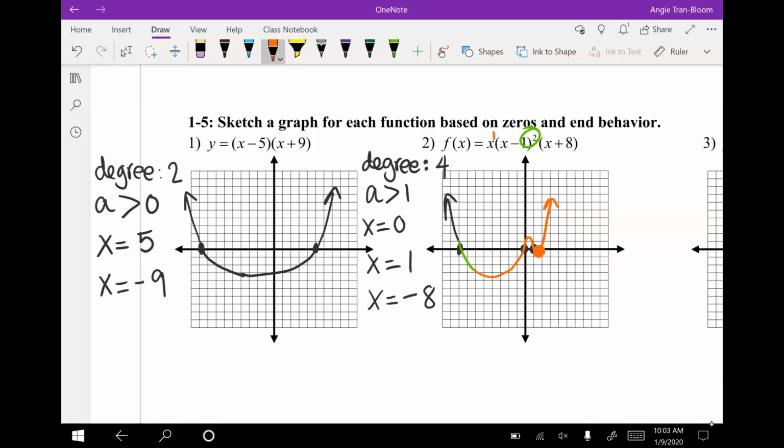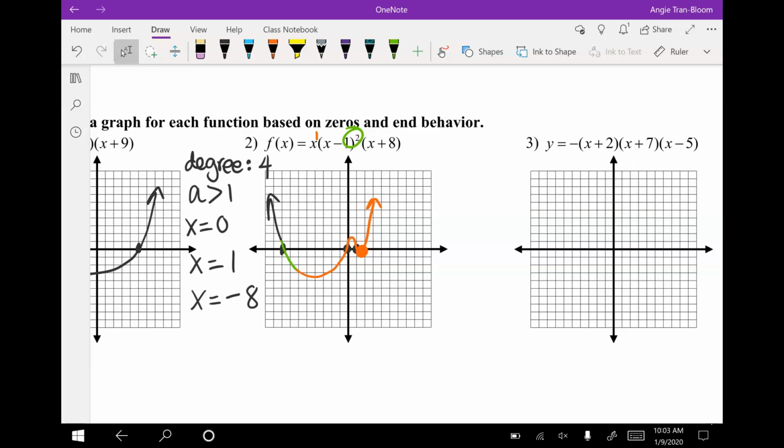Okay. Last graph. What is the degree of this last one? 3. Ooh, it's an odd degree. Do we end the same way or the opposite way? Opposite. Is A negative or positive? There's a negative in the front, so it would be negative, less than 0. How many roots? 3.